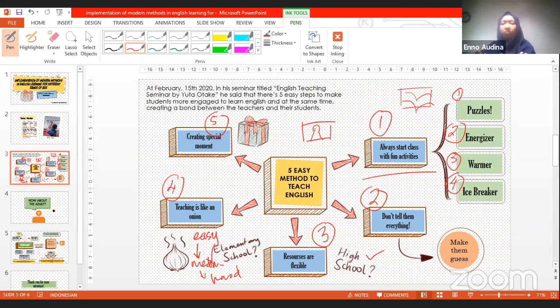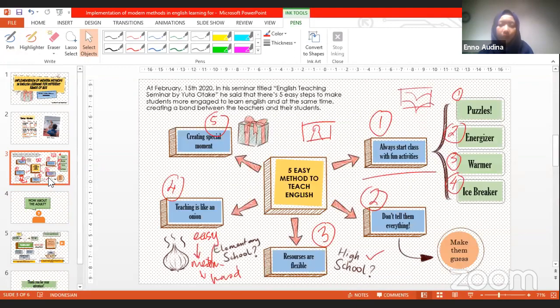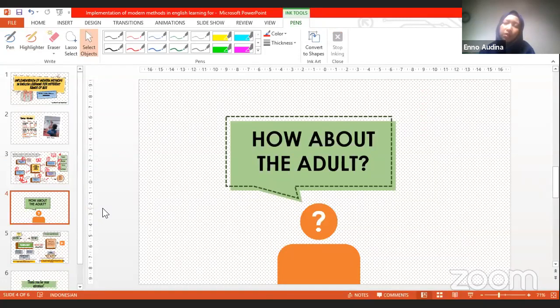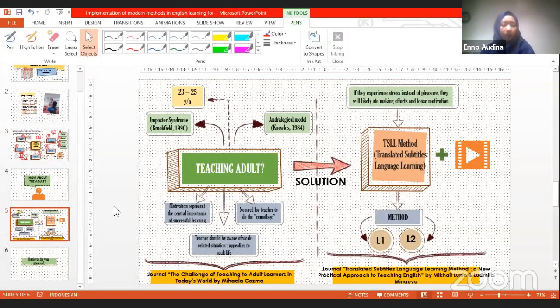Well, I already described these five easy methods to teach English, but there is a question for us. How about adults? Can these methods really work with adults as well? The answer is that it depends on how the adult is thinking and what level the adult is at. There is a method to teach adults, but first, teaching adults is really different from teaching usual students.